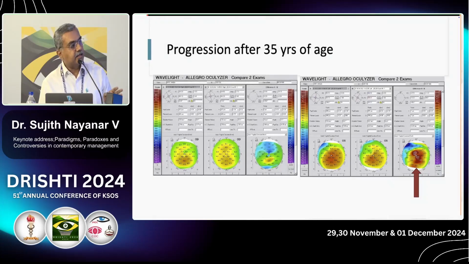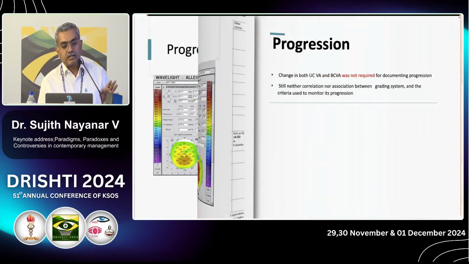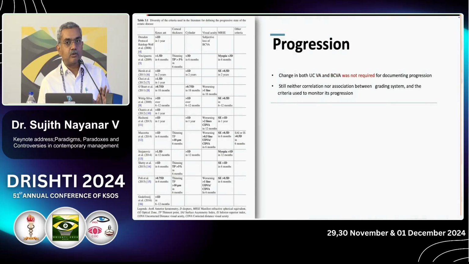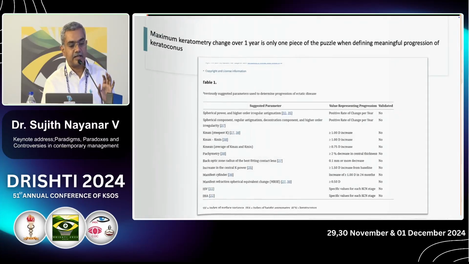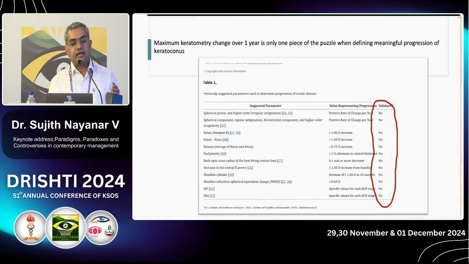Another case, again, above age of 35, it is progressing. So everything in management of keratoconus is centered about the word progression, but actually speaking, we don't know how to define progression. In the ABCD classification, we have BCVA as one of the variables, but it is clearly shown that UCVA or BCVA is not required for documenting progression. That is another unanswered question. And mostly we look at the keratometry, and it's just one piece of the puzzle. Others like Kmax, pachymetry, various indices, everything has been described, but none of them has been validated.